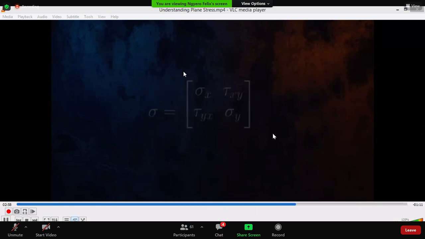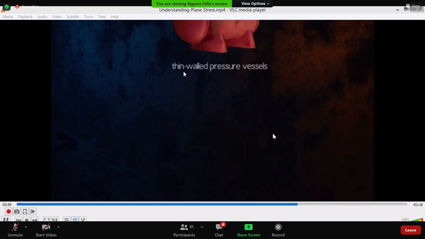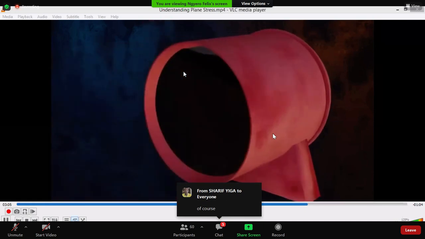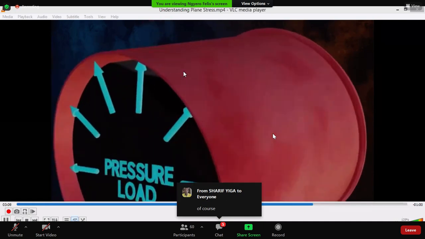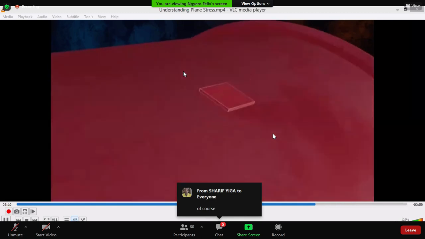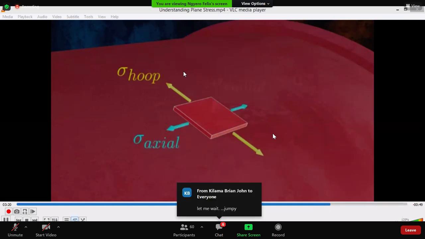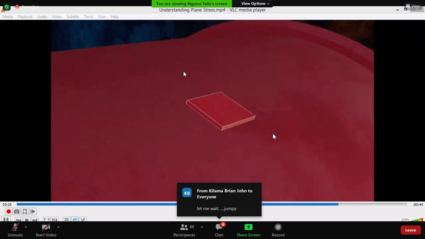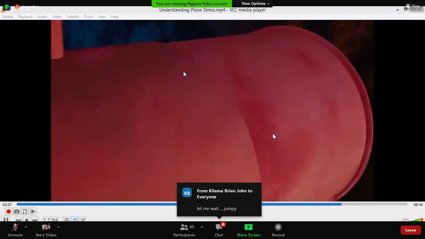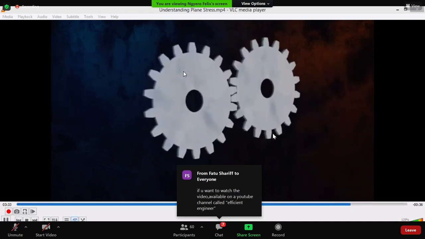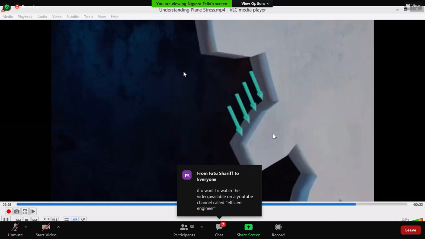Let's look at two more examples of situations where it might be appropriate to assume plane stress conditions. Pressure vessels can sometimes be modeled using plane stress assumptions. The pressure load generates hoop stresses, which are oriented around the circumference of the vessel, and axial stresses. If the vessel wall is thin compared to its diameter, radial stresses will be close to zero, and plane stress conditions will be applicable. The teeth of a spur gear can also sometimes be modeled using plane stress conditions if the width of the gear is narrow enough.